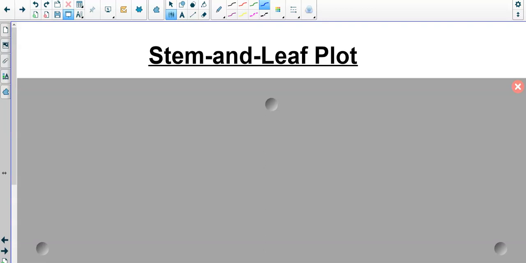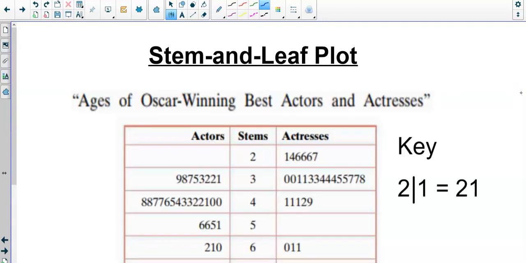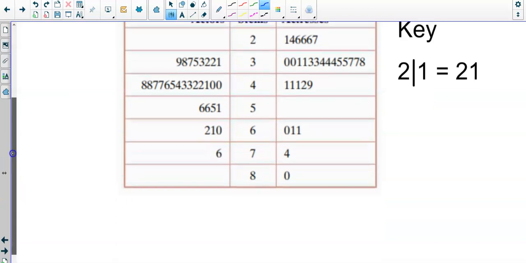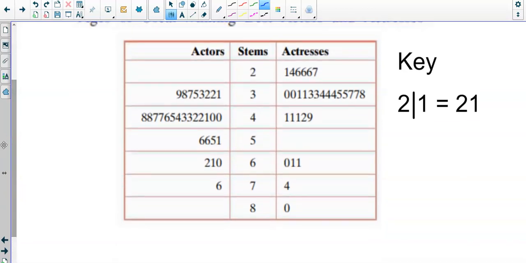Let me show you what a stem and leaf plot looks like. And again, in your assignment, they will make most of this pretty easy for you. So, stem and leaf plot, here's what it is. Down here, I've got the ages of Oscar-winning best actors and actresses. I've got a key over here that says 2/1 means it's 21. And over here, you see a stem and leaf plot. This is actually a back-to-back stem and leaf plot. It's a double stem and leaf plot.